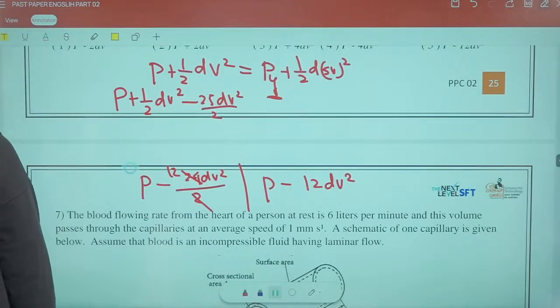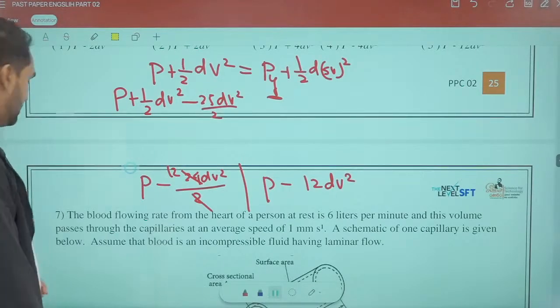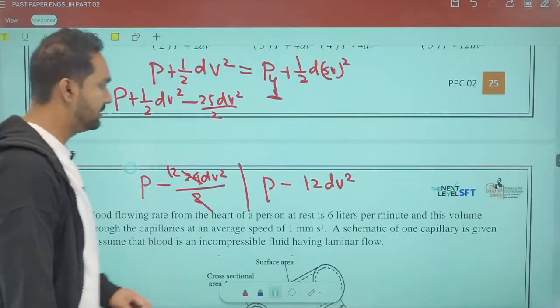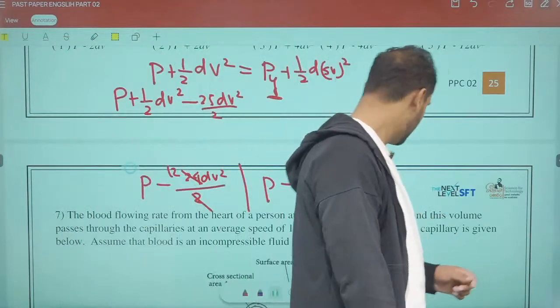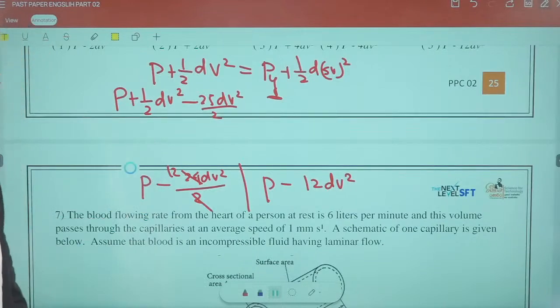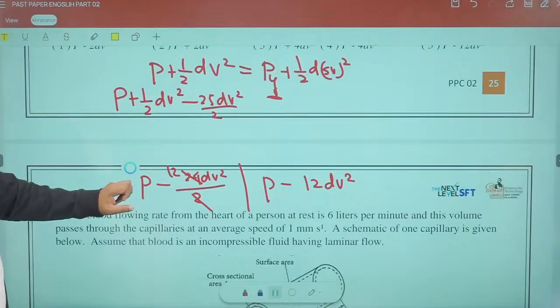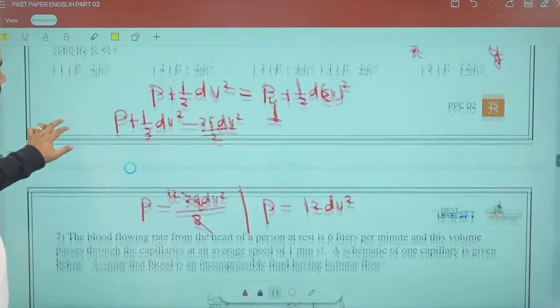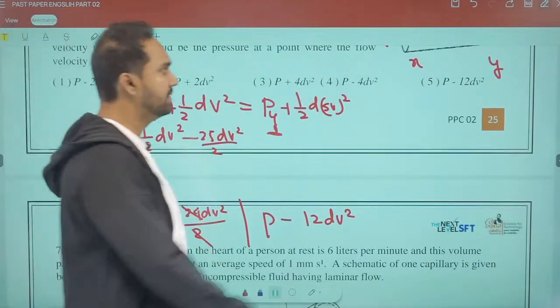The answer there? Yes, it is there. P minus 12 d V square. A bit of a fun question, and we are already here. So P minus 12 d V square is there.